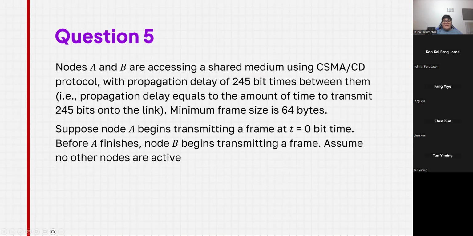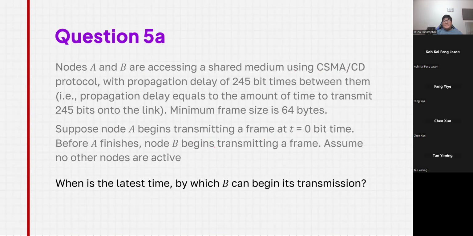So the last question is about CSMA/CD. We assume that two nodes are accessing a shared medium using this protocol. Then we assume a propagation delay of 245 bit times, and the minimum frame size is set to 64 bytes. Suppose that node A begins transmitting at t equals 0. Before A finishes, B begins transmitting a frame. Now the question is: when is the latest time that B can begin transmission?